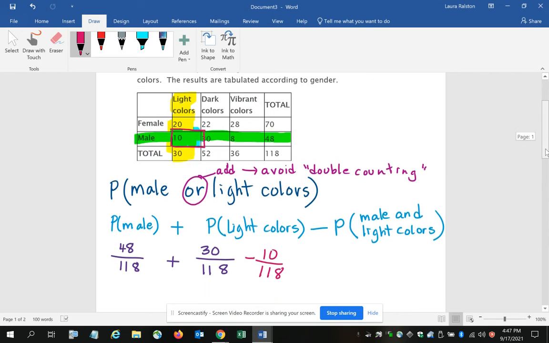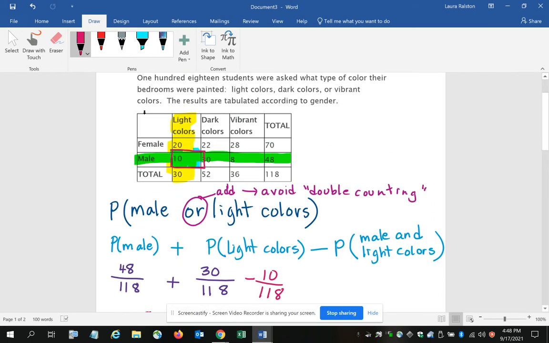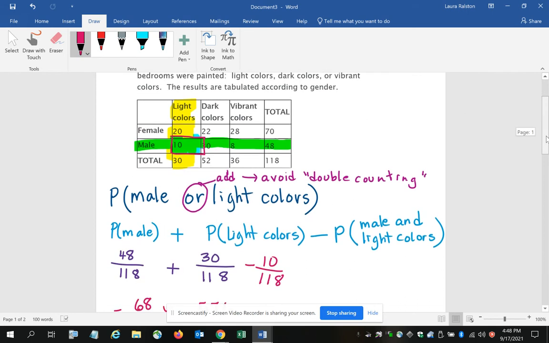So I have 48 plus 30 is 78 minus 10. It's going to give me 68 out of 118. And then we can do the division. 68 divided by 118 gives me approximately 0.576 if you round to 3 places. So it'll really help you when you're doing an or if you'll circle or highlight, because then it helps you to see where you double counted.